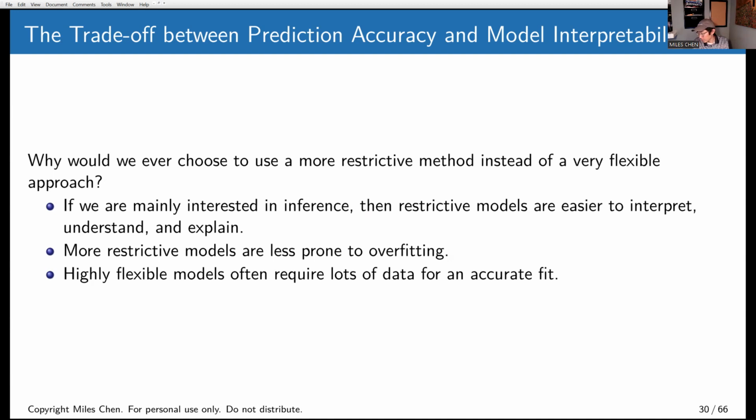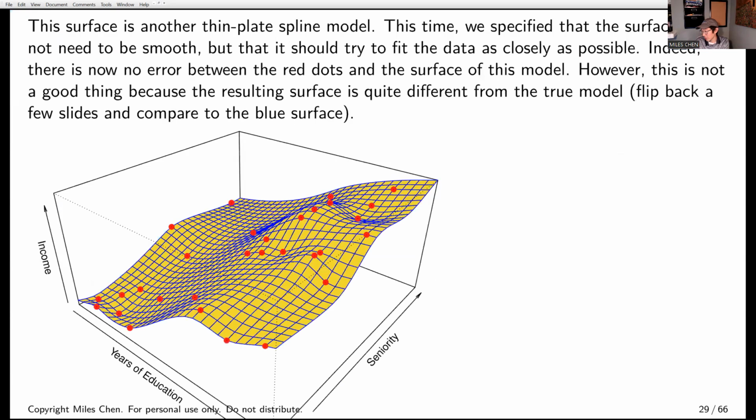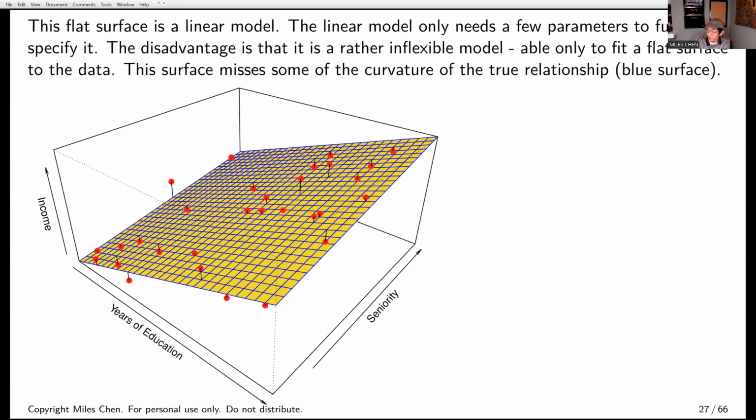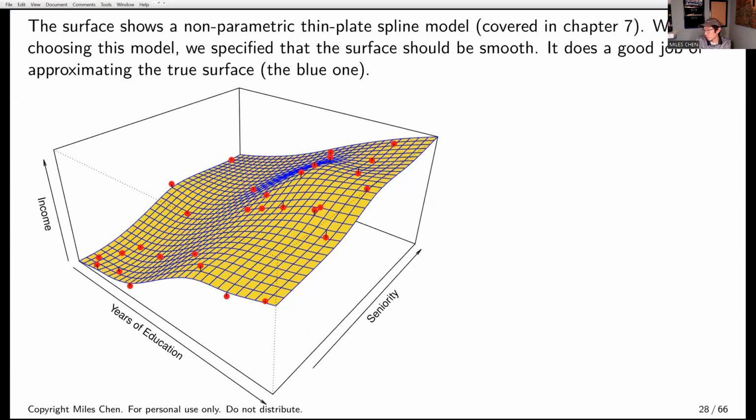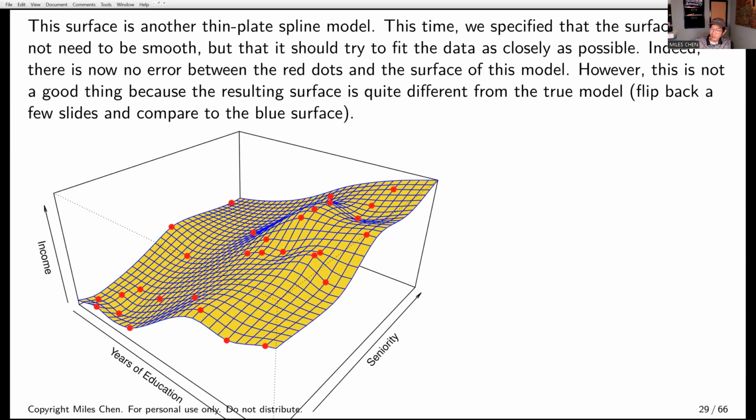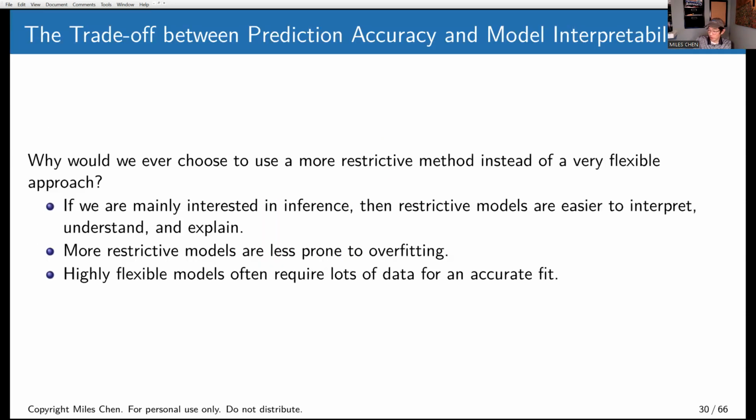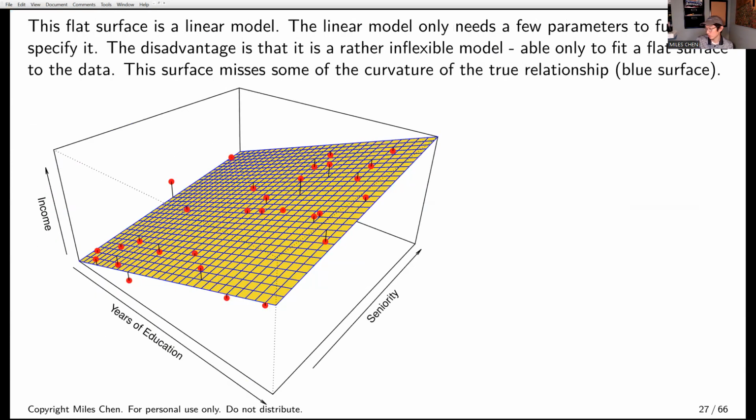The other benefit of having a more restrictive model is that you're probably not going to overfit. It's hard to imagine this kind of flat model overfitting the data. Its predictions aren't going to be as good, but you're not going to ever have to worry about having some kind of weird overfitting situation like this. And then the highly flexible models will often require lots of data for an accurate fit. So those are some reasons why you would want to go with some kind of more restrictive model.